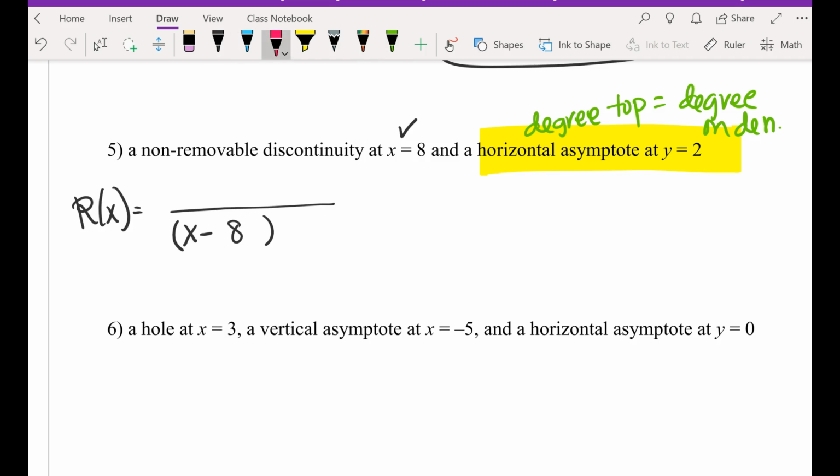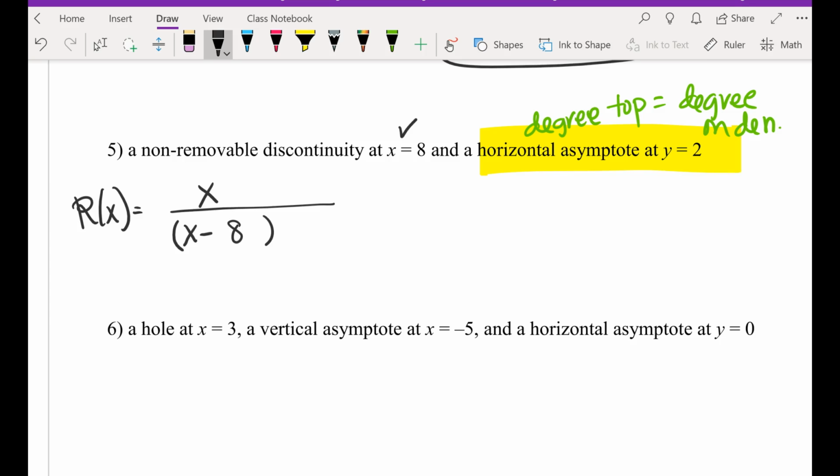Because in order to get the horizontal asymptote to be 2, the A over B has to be 2. Ah, okay. I'm going to write x first. By the way, can I write x minus 100? Can I write x plus 1,000? Can I write x anything? Or just x? Okay.